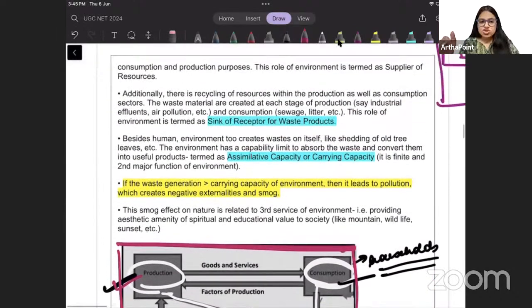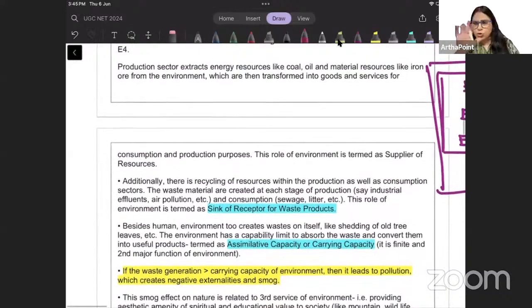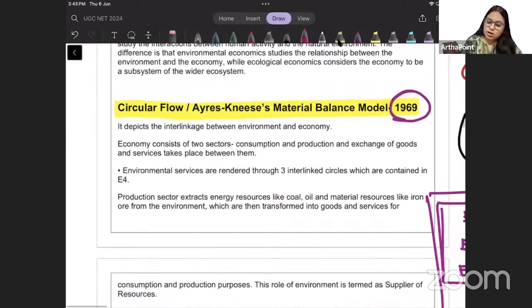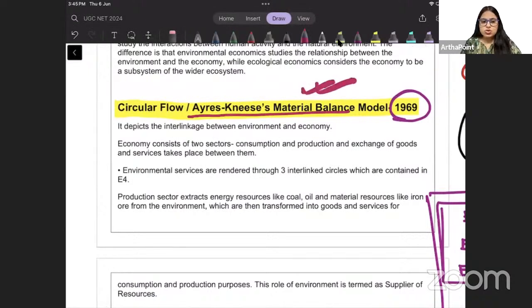ठीक है? Let us try to now see this model. I hope थोड़ा बहुत समझ में आ रहा है how things are interlinked. Now we will see this in the model. So this is the Ayres Kneese material balance model. इसको Ayres Kneese material balance model बोला जाता है. It depicts the interlinkage between environment and economy.